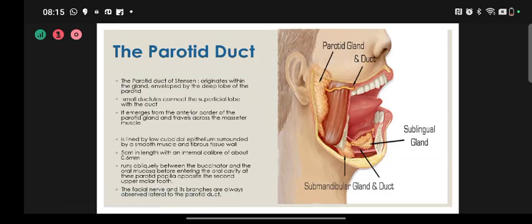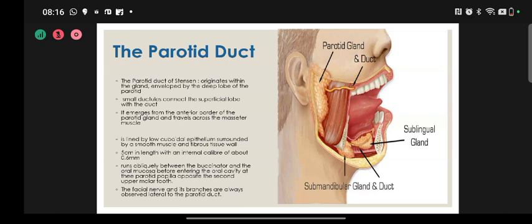Coming to the parotid duct, the parotid duct of Stenson, it originates within the gland. It is enveloped by the deep lobe of the parotid. Small ductules connect the superficial lobe with the gland. It emerges from the anterior border of the parotid and travels across the masseter. It runs obliquely between the buccinator and the oral mucosa before entering the oral cavity at the parotid papilla, which lies opposite the second upper molar.